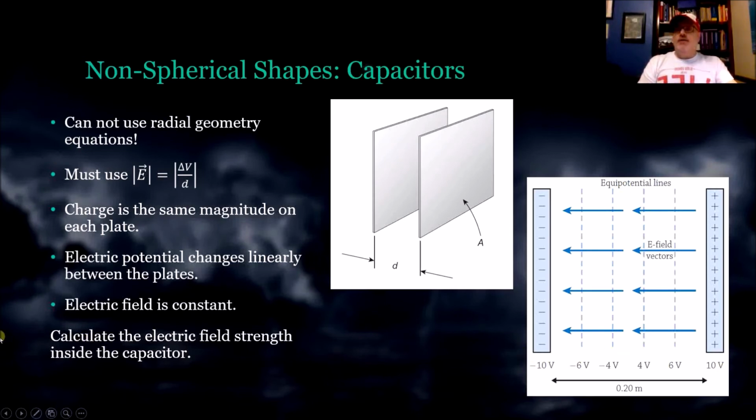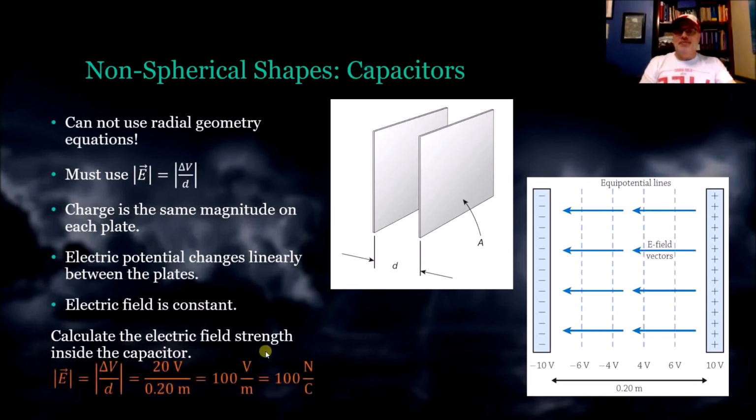All right, so calculate the electric field strength inside this capacitor. Well, it's not really very hard at all. The electric field will equal delta V over D, in this case the distance between the plates. So that's 20 volts in between and 0.2 meters separating them. So take those, divide, and I get 100 volts per meter. Now, you remember electric field is in newtons per coulomb.